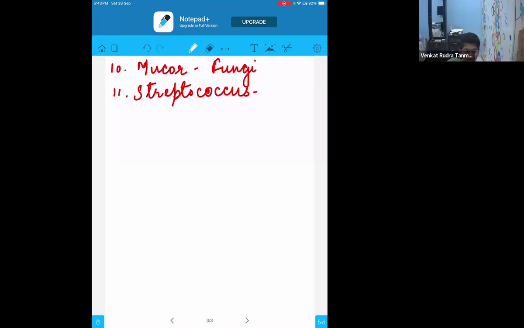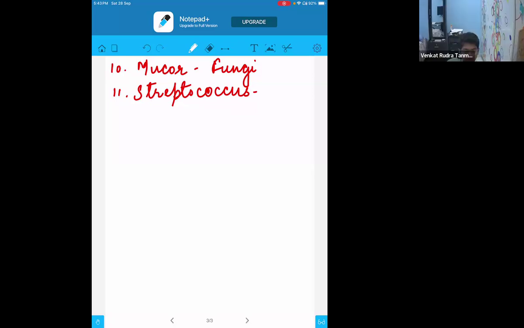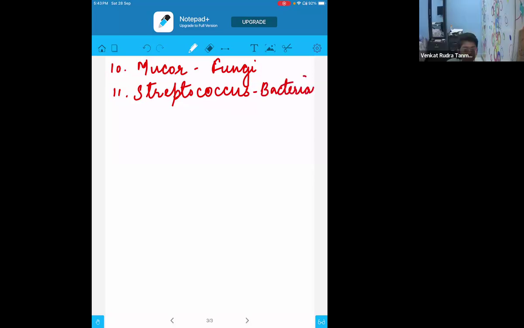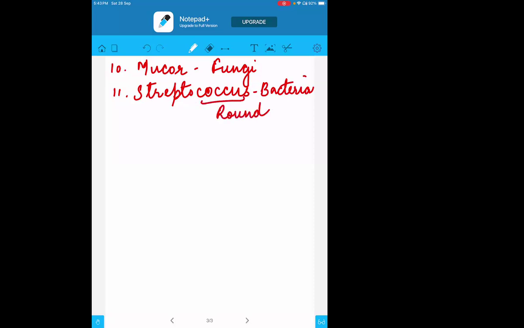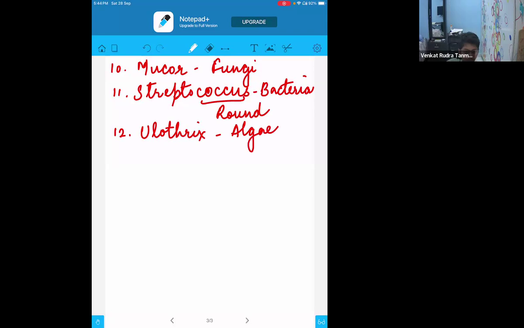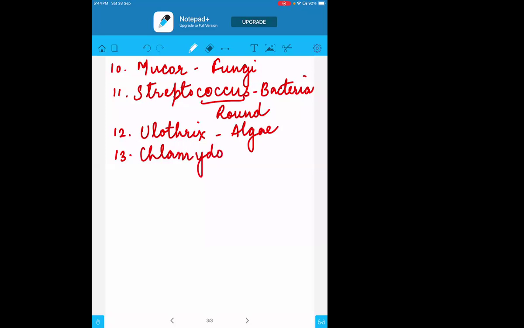Major are four. Ma'am, Streptococcus is a bacteria, right, ma'am? Yes, correct. It is a Coccus bacteria, which means round shape bacteria. Okay. Ma'am, I heard in the NCERT about streptomycin. Streptomycin is an antibiotic. Yes, streptomycin is an antibiotic only. That is different. This is different. Okay, ma'am.